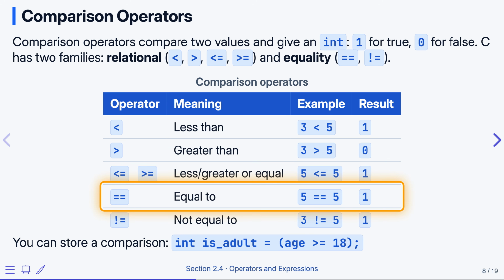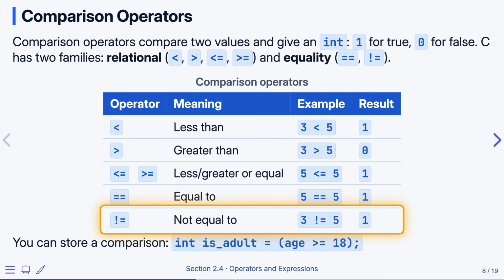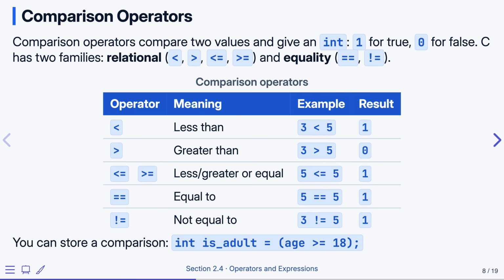Equal to belongs to the equality family. It uses two equal signs, double equals. Notice that. A single equal sign means something different, and we will come back to that. Not equal is the other equality operator, written exclamation equals. 3 is not equal to 5, so it gives 1. Because the result is just an integer, you can store it in a variable. Here is adult gets 1 if age is at least 18 and 0 otherwise.